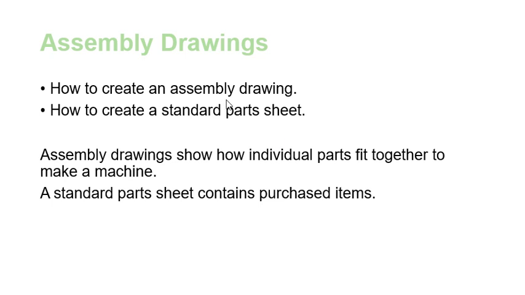So since it's an assembly drawing, it's going to show how all of your parts fit together to make, this is not a machine, to make a model that you're building, okay? And your part sheet is just communicating to the people who are going to manufacture that model or machine or device or whatever, what to buy. So sometimes we call it a purchase sheet, okay? So that's this standard part table, it contains all of your items to buy.